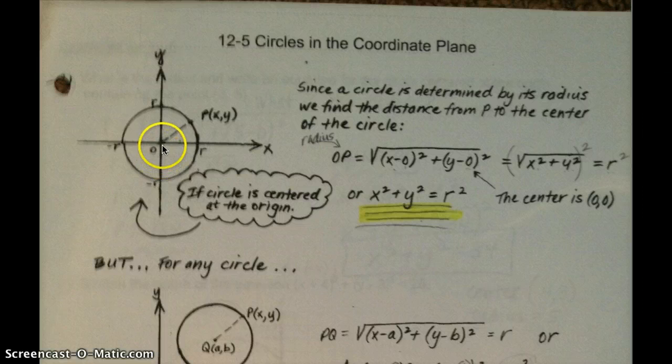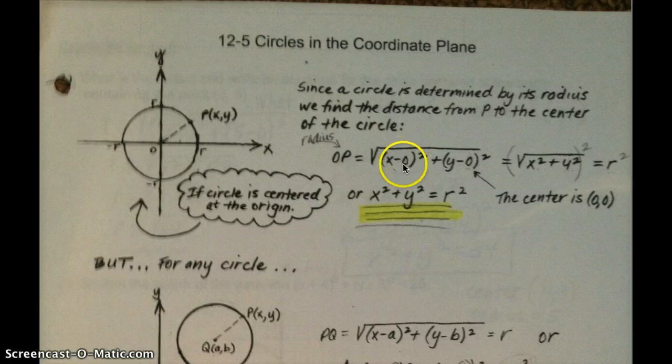So here, the center of our circle is the origin, which has the coordinates 0, 0. And we want to use this distance p, which we're just going to call x, y, because we want to find the general equation for this circle with a radius of r. So we use the distance formula to do this. We have x, which is our x coordinate here, minus 0, which is the x coordinate of the origin, and then y minus the y coordinate of the origin, which is 0.